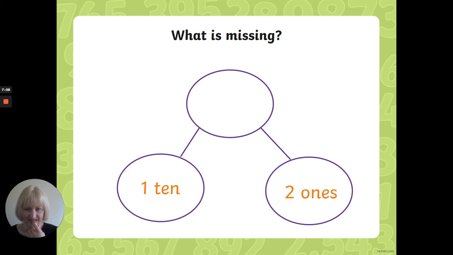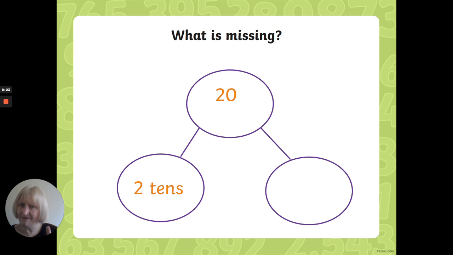What's missing? We can see 1 10 and we can see 2 ones. A 10 and 2 ones. 12. 1 10 and 2 ones is 12. 17 is the whole. 1 10 and 7 ones. Fantastic.